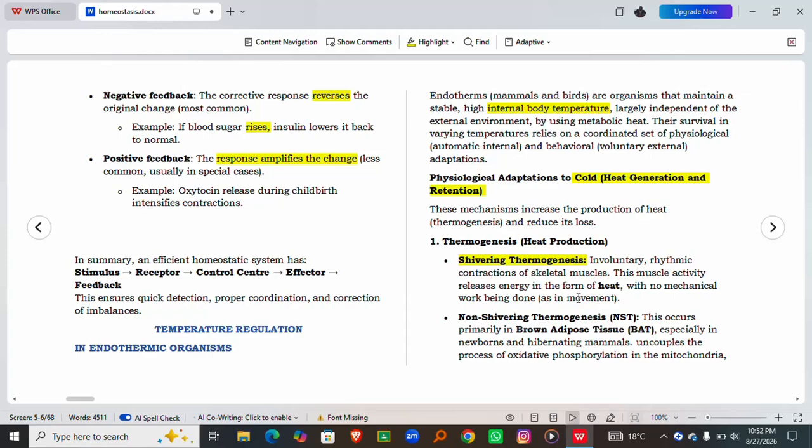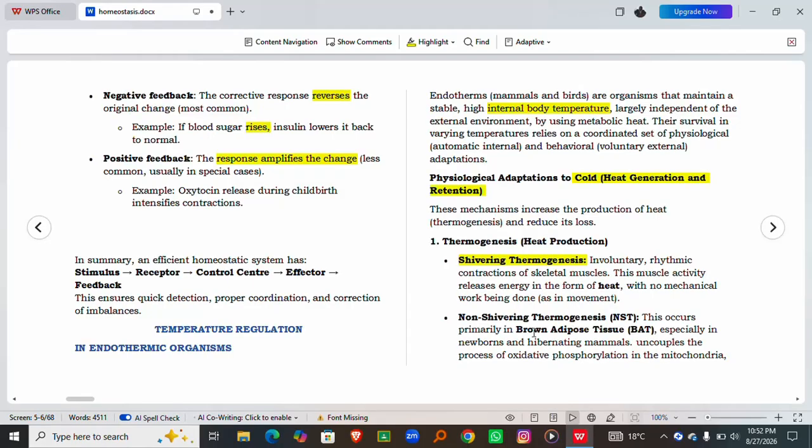Sometimes when we feel too cold, you find that our body shivers. There is that spontaneous contraction of the muscles. This helps to generate some heat with no mechanical work being done. In movement, when you are trying to walk, there is heat generated in the body. But when you shiver, this is something that is spontaneous. So it generates heat, and this heat is going to help to increase the temperature so that it is restored back to the normal set point.